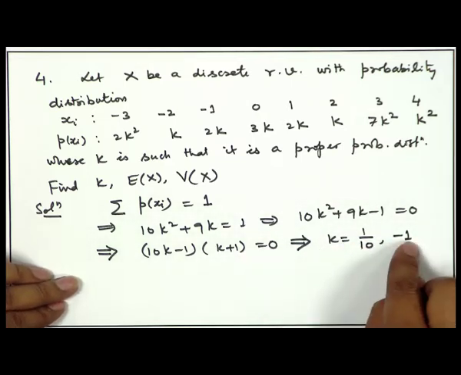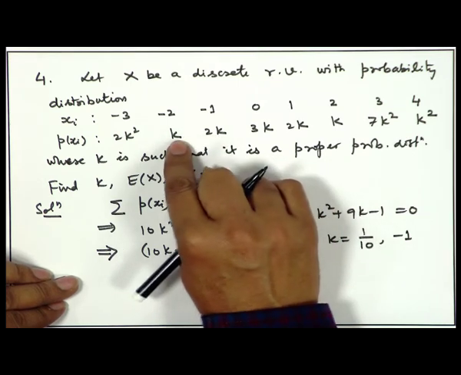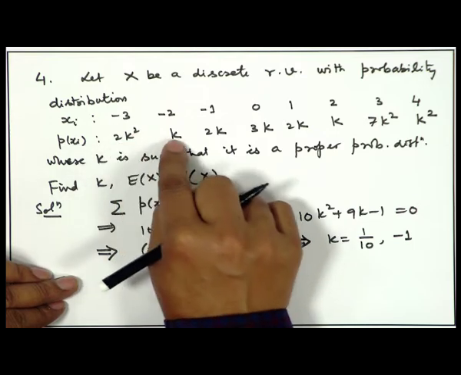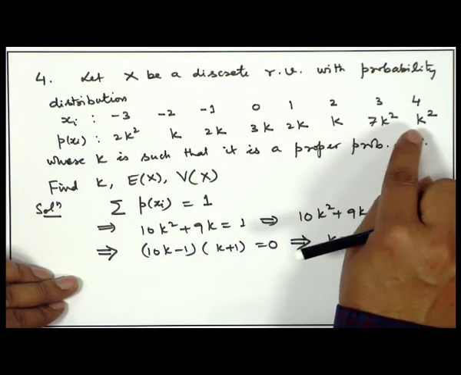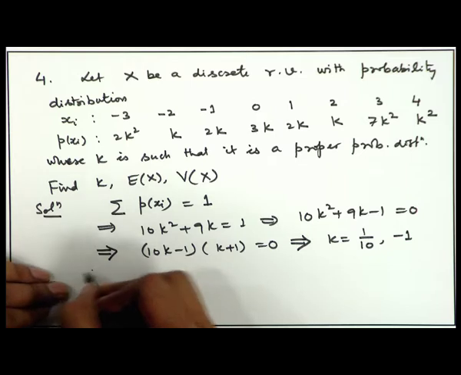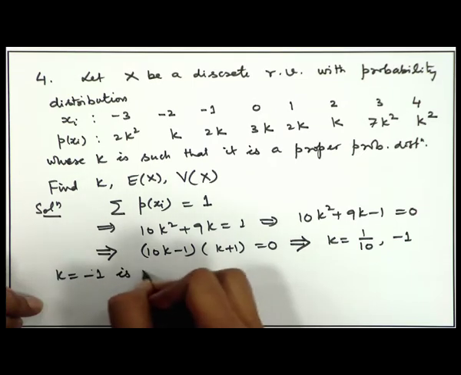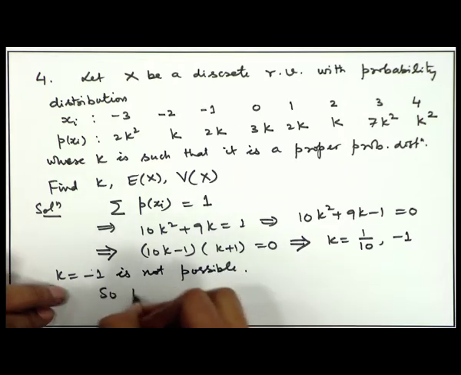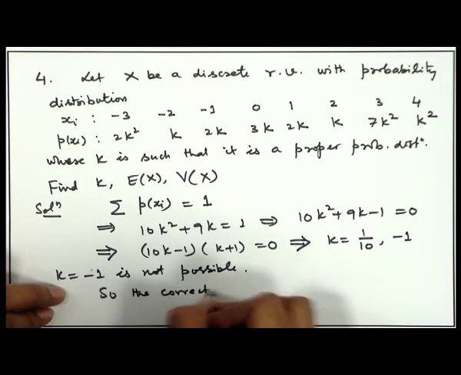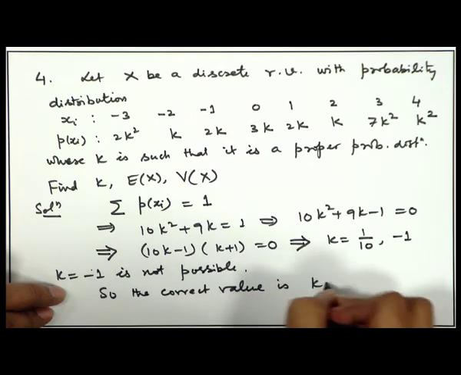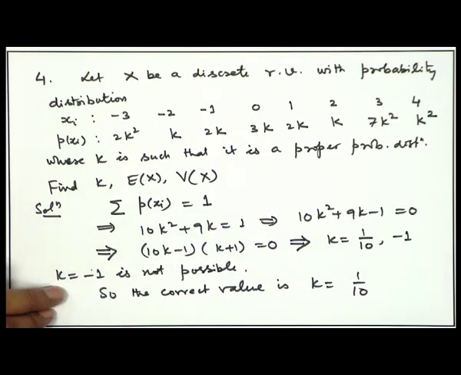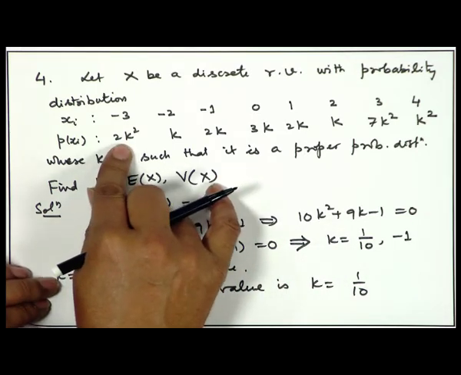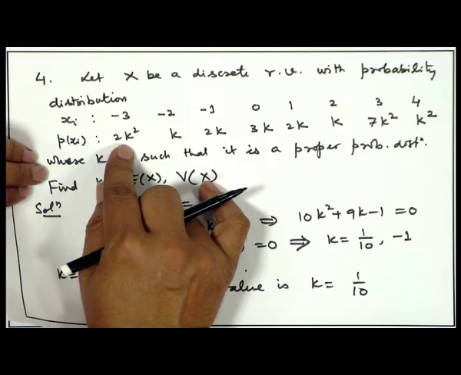But k equal to minus 1 is not possible, because that will give you some probabilities equal to negative and also greater than 1. For example, this will become 2, this will become minus 1. So, these cannot be values of the probabilities. So, k equal to minus 1 is not possible. The correct value is k equal to 1/10. If you substitute this value here, you will get the proper distribution of x.